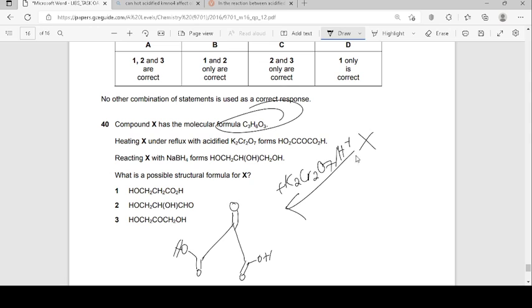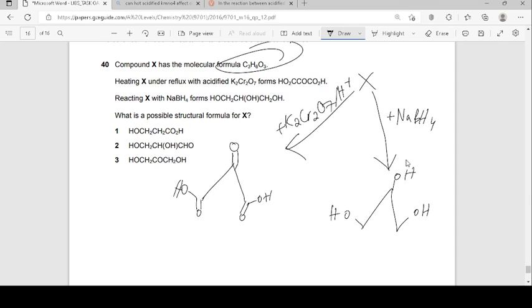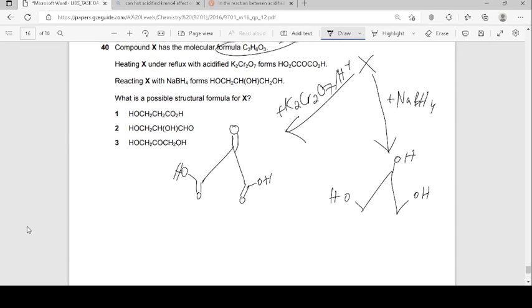And then reacting X with NaBH4, which is a reducing agent. The earlier one was an oxidizing reaction, and since this is a reducing agent, you get OH, and you get OH, and you get OH here as well, right? So that's what you get with NaBH4. And NaBH4 is a weak reducing agent. Keep that in mind. Now, what is the possible structural formula for X?